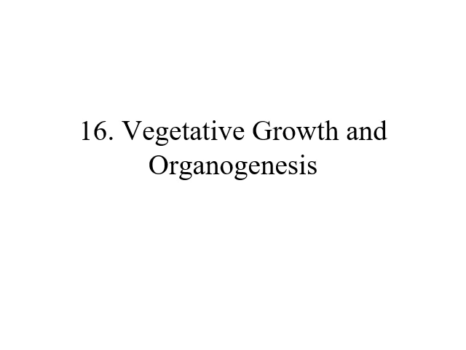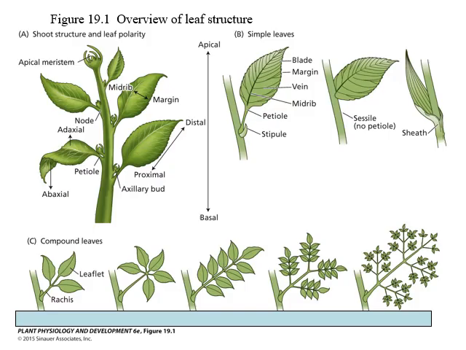Hello, plant physiology students. This is chapter 16, Vegetative Growth and Organogenesis. And this is an overview of shoots and the terminology for shoots and leaves.